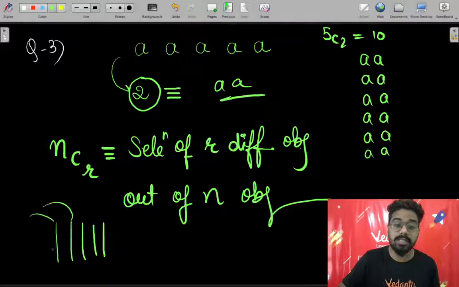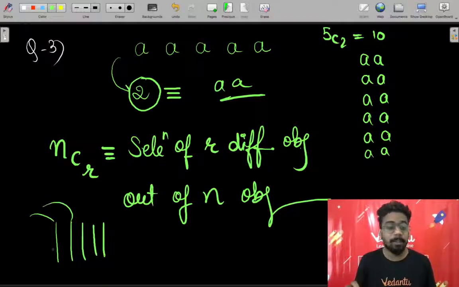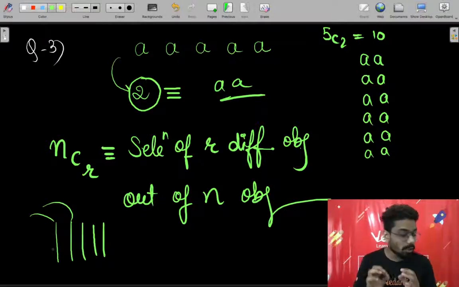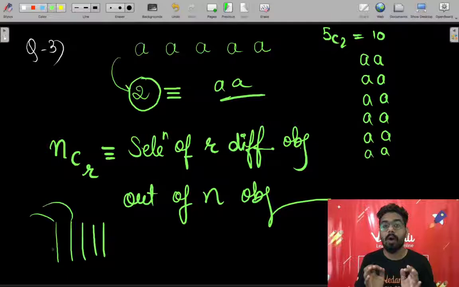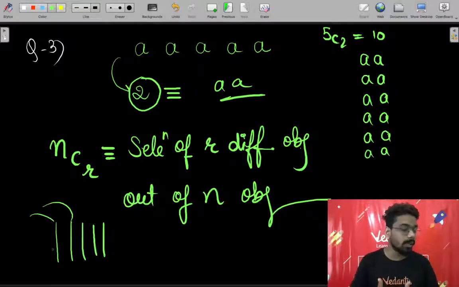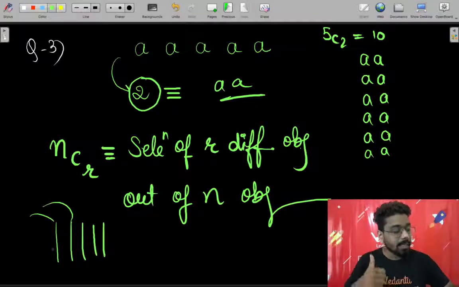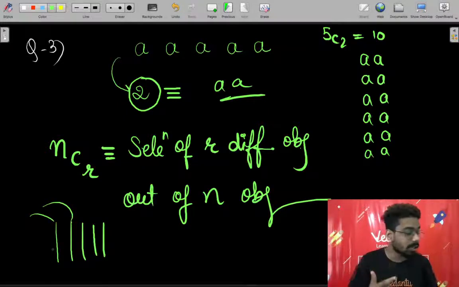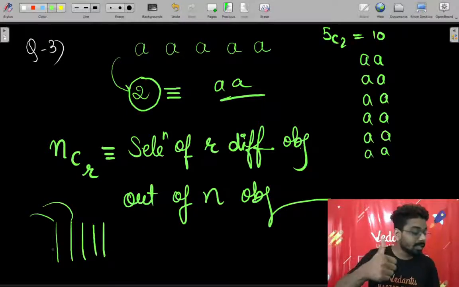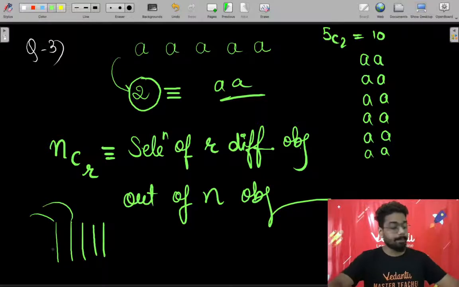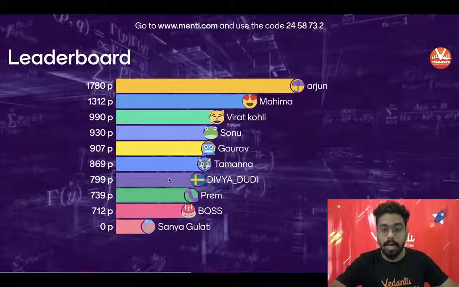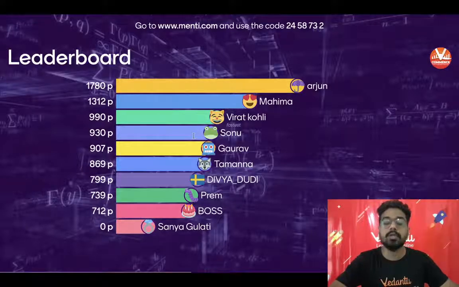I hope this is clear to the rest of the 11 people. फटाफट से रिप्लाई करेंगे चैट बॉक्स के अंदर. क्या ये कॉन्सेप्ट समझ में आया? इस क्वेश्चन के अंदर जो चीज थी वो आपको क्लियर हुई, नहीं हुई? फटाफट से थम्स अप, लाइक, शो योर रिस्पॉन्स इन द चैट बॉक्स. यस, क्लियर? ओके, ग्रेट. So Sanya, Boss, Prem, Divya, Tamanna, Gaurav, Sonu, Virat, Mahima and Arjun, all of you.